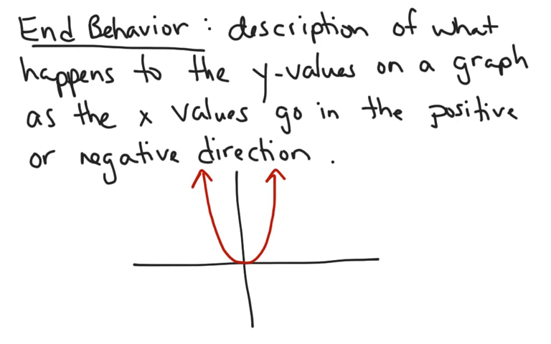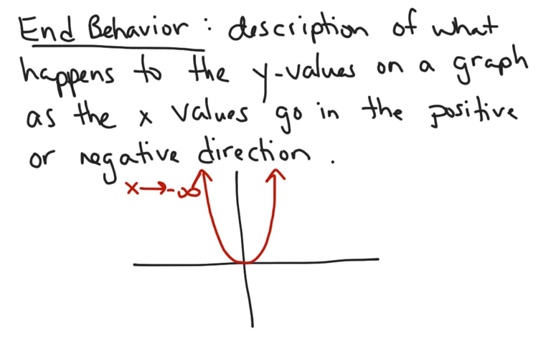End behavior is a description of what happens to the y values on a graph as the x values go in the positive or negative direction. We touched on this a little bit in Algebra 2. The way it works is the left side of the graph is the side where the x values are getting more and more negative, and they go in the negative direction forever.